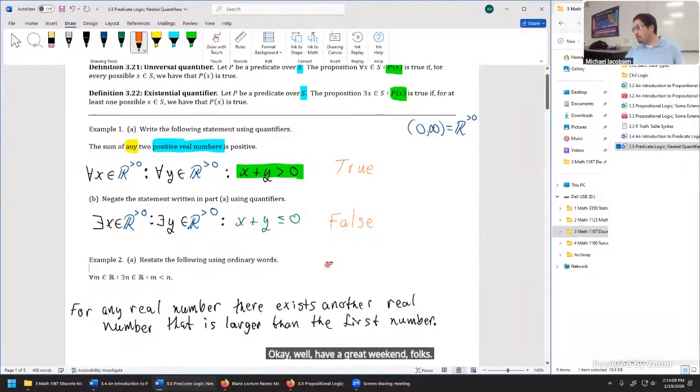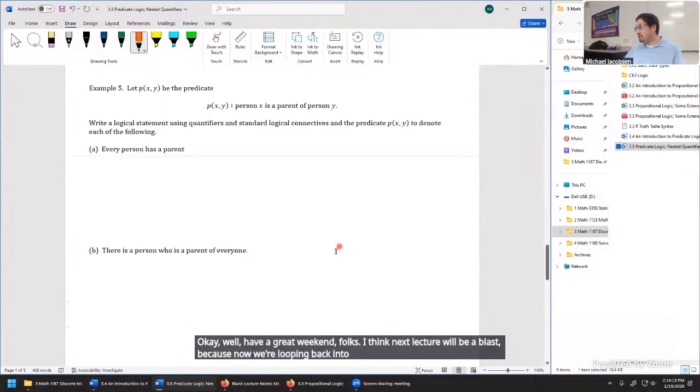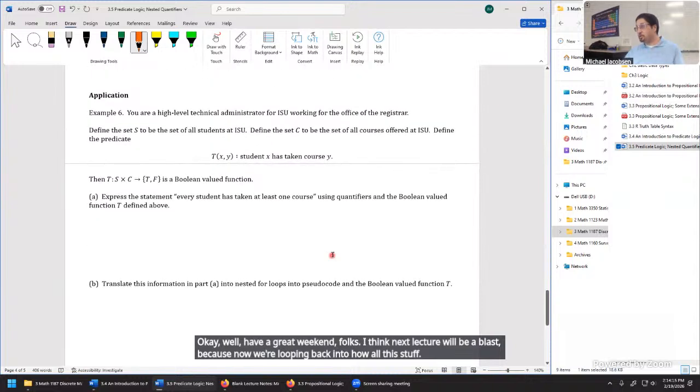I think next lecture will be a blast because now we're looping back into how all this stuff connects in computer science when we go to write out the pseudocode. We can't run this code because we don't have a database, but in chapter 7, we will be running our pseudocode to test it out. We practice more and more algorithms.